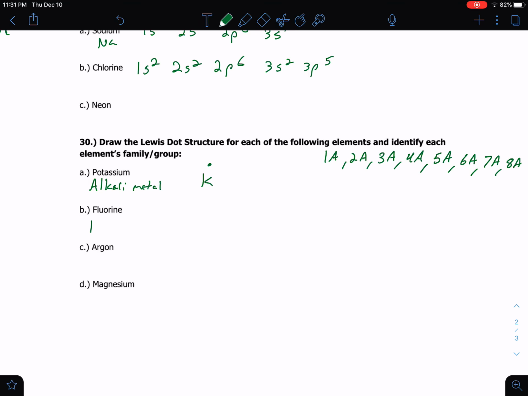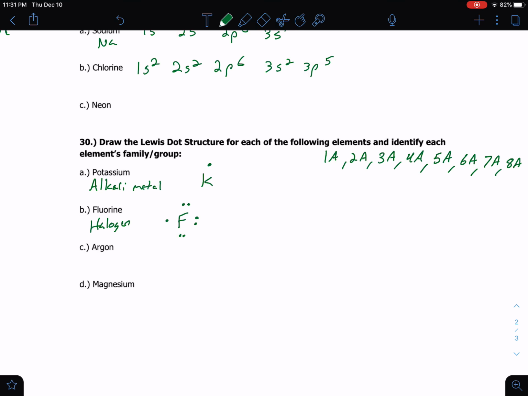Fluorine is going to be in the halogen group, the second to last group. We're going to draw fluorine, and you would see that fluorine has 7A on top. That means we have 7 valence electrons. So we're going to start at the top. We're going to count 1. We're going to go clockwise: 2, 3, 4. Then we start doubling up: 5, 6, and 7.